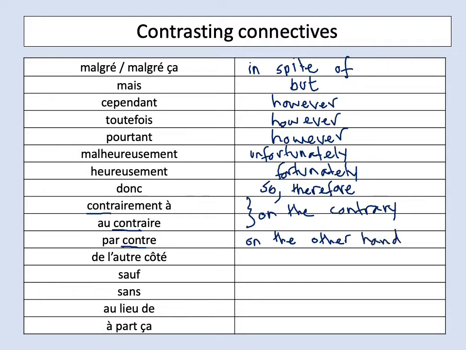Personal little favourite here, this comes up a lot, de l'autre côté. Côté is literally a side of something, and autre, as we know, means other. So literally this is on the other side, but again it really is just meaning on the other hand. De l'autre côté.